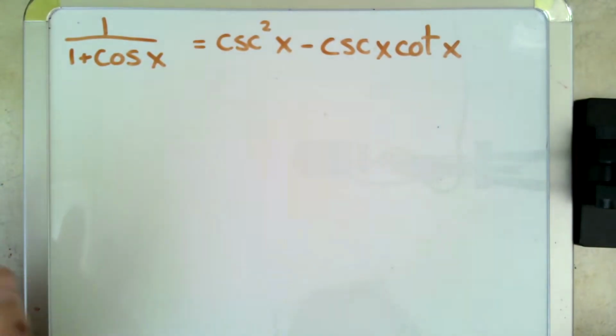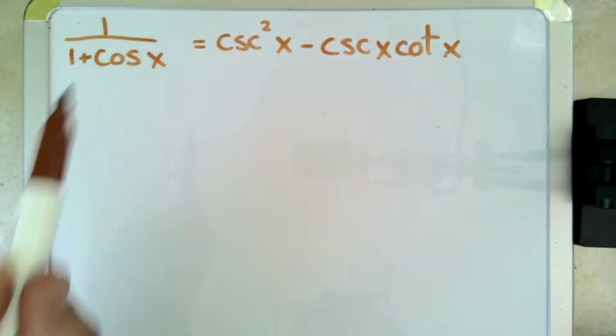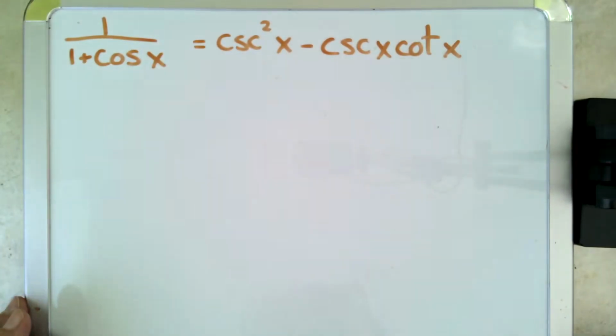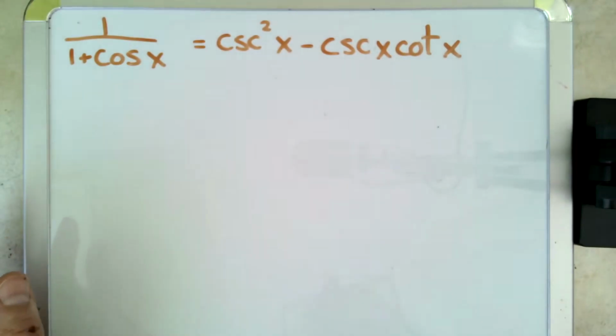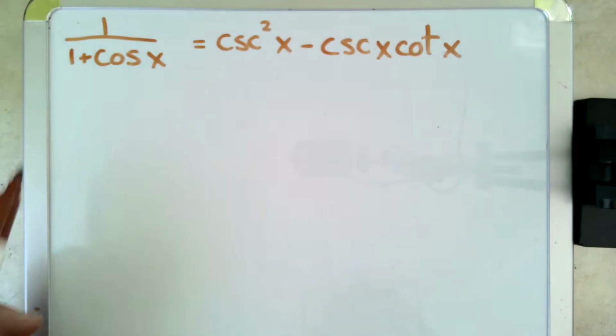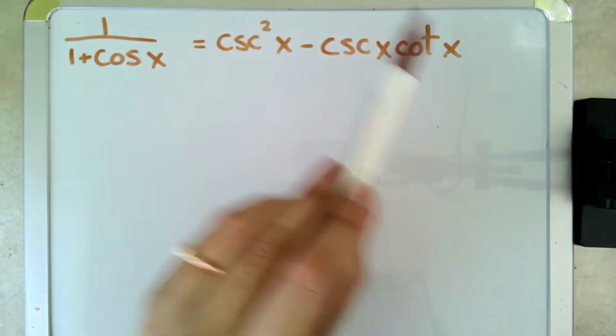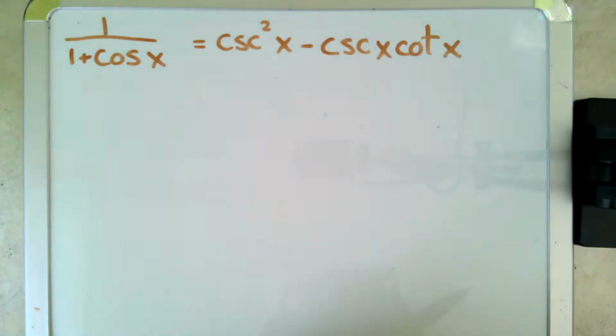And the first thing to know about proving identities is it's not like solving an equation. You do not work with both sides of the equation. You pick one side. And in general, you want to pick the more complicated side. So between this side and this side, I'm going to say this side is more complicated.